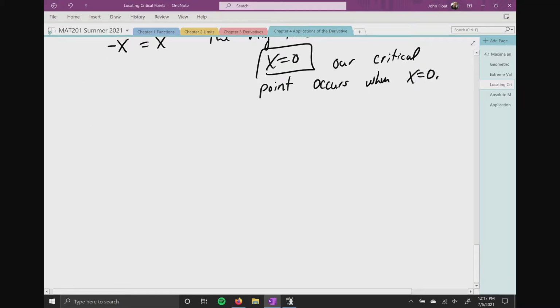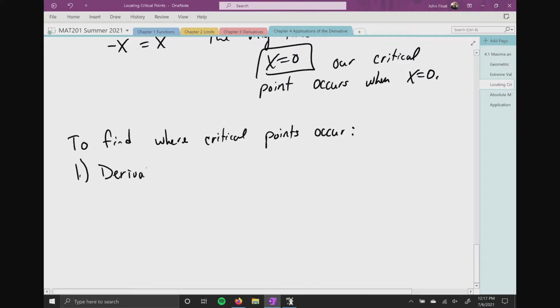So I can just sum up everything here with, to find critical points, or better yet, to find, let me say it like this, to find where critical points occur. Step 1, find your derivative. Step 2, set derivative equal to 0. Step 3 is solve for the variable.